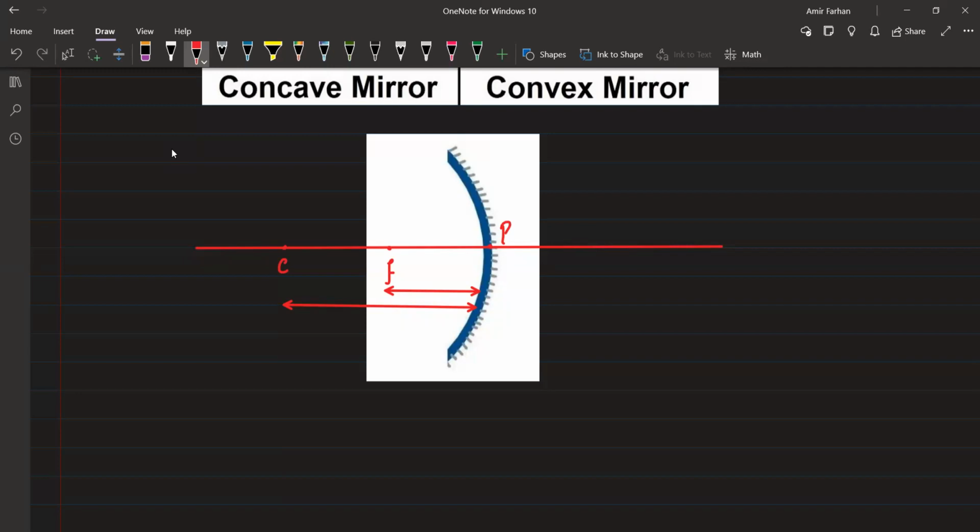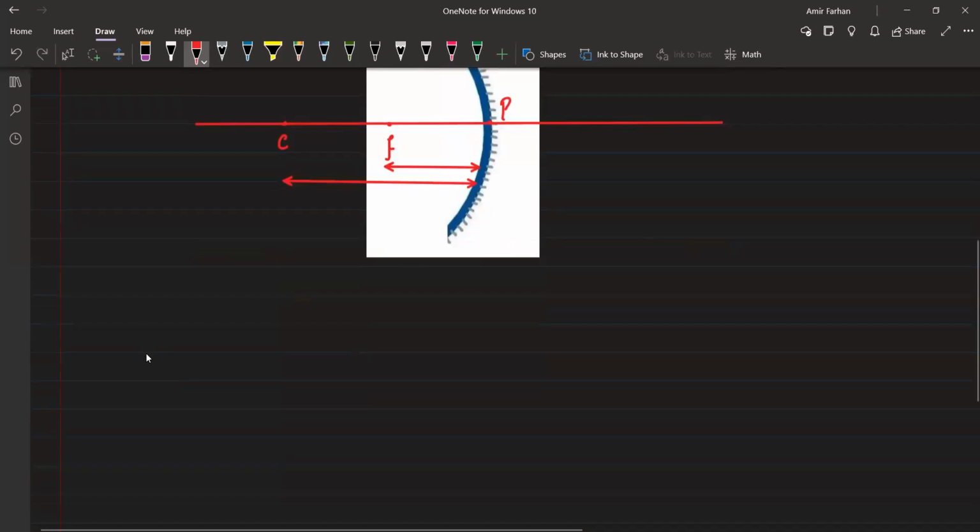So that's why these mirrors are called spherical mirrors, because they are a part of a sphere. A small part is taken out from the sphere. Clear? Now let me tell you the properties of the concave mirror first. Then we'll move forward to the convex mirror.